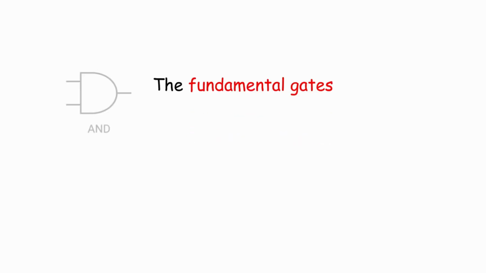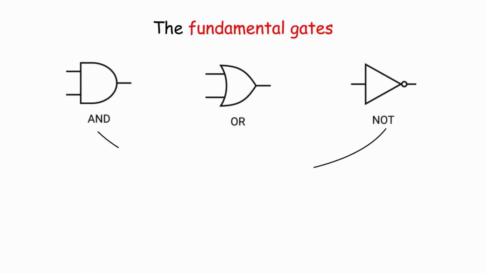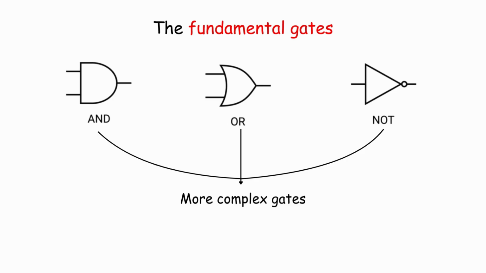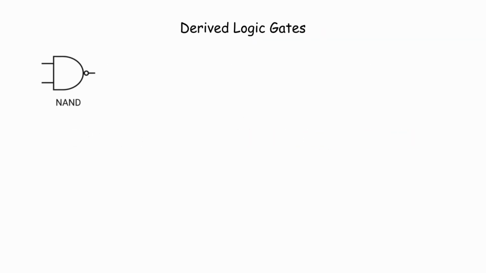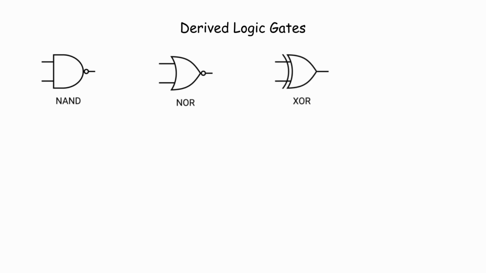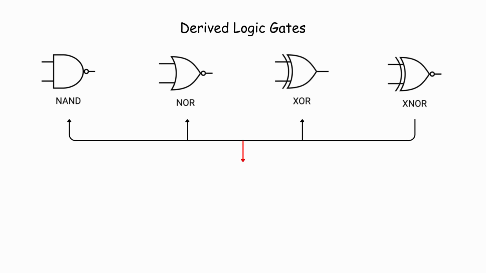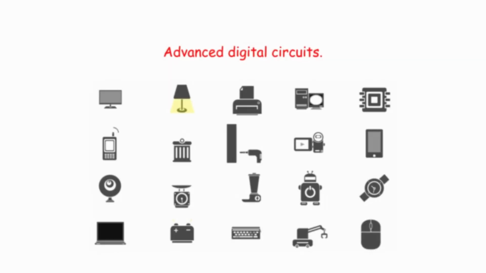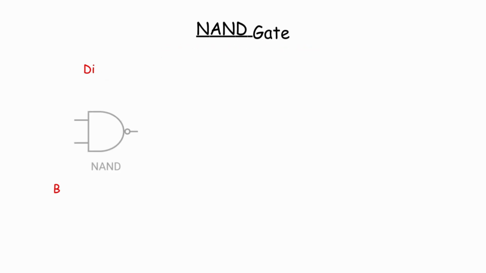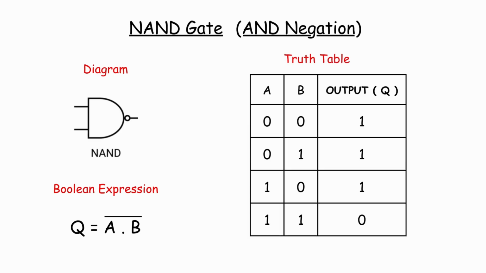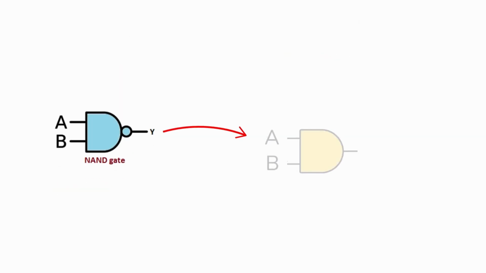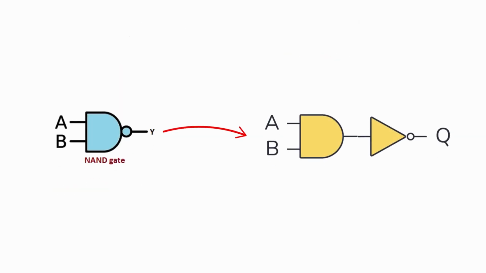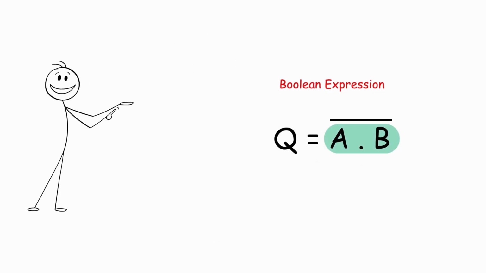The fundamental gates AND, OR, and NOT can be combined to form more complex gates. These are known as derived logic gates: NAND, NOR, XOR, and XNOR. Derived gates extend the functionalities of the basic gates and enable the creation of advanced digital circuits. NAND gate, AND negation. The NAND gate is the combination of an AND gate followed by a NOT gate. In other words, it first multiplies the values and then inverts the result.